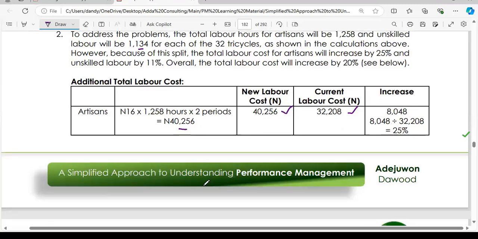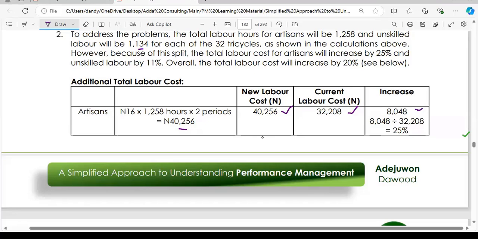Yes, Mr. Anijuwon, these two periods, how do we come about it? The examiner told you that 32 should be produced now, and the balance of 32 in the following year. That's 2 periods now. Okay. So the difference between the total labor cost if there is a break of 40,256 naira, and the total labor cost if there is no break of producing the 64 tricycle of 32,208, the difference is 8,048. That's the incremental labor cost that the company will incur.